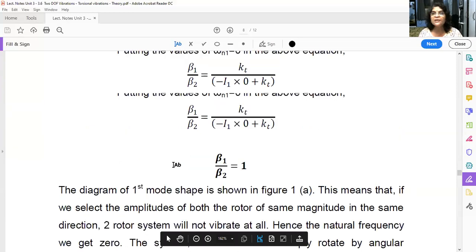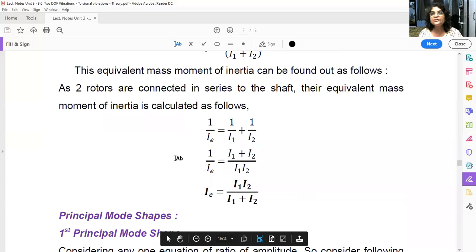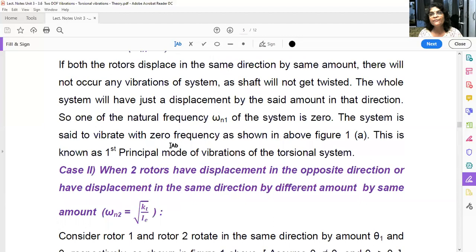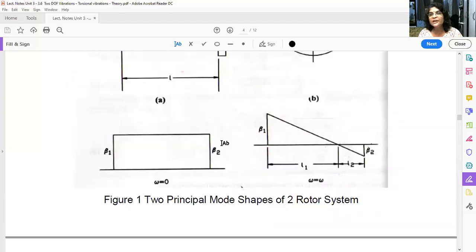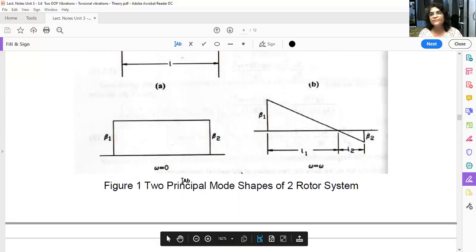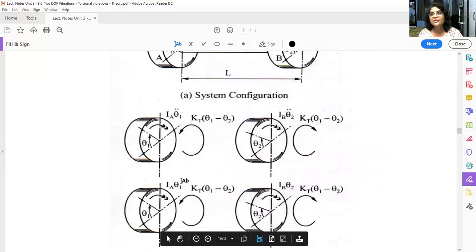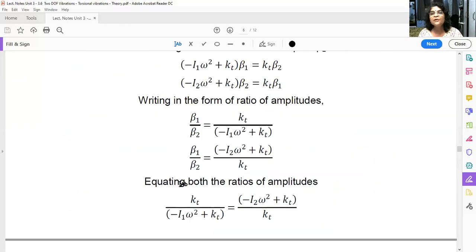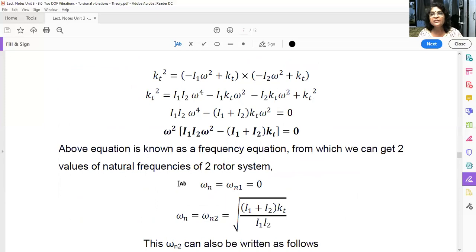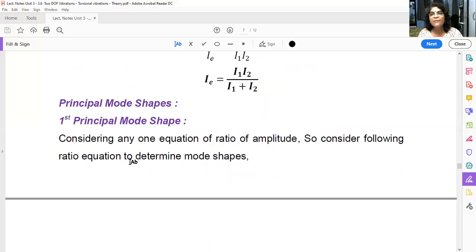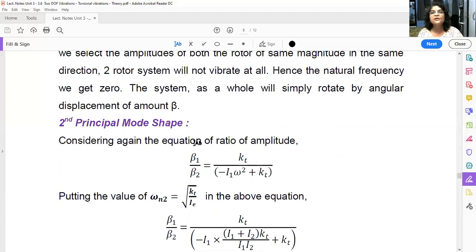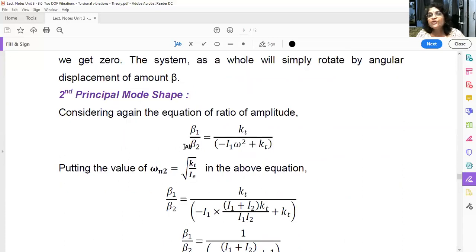Okay. So as I have shown here, you got the answer now. Mathematical proof that why beta 1 upon beta 2 is equal to 1. This is the first mode shape wherein we are getting natural frequency 0. Okay. Now let us analyze the second mode shape. In the second mode shape, again, what procedure we have to follow? We have to consider any one ratio equation, okay, and put the value of omega N2. So this is your ratio of amplitude equation.